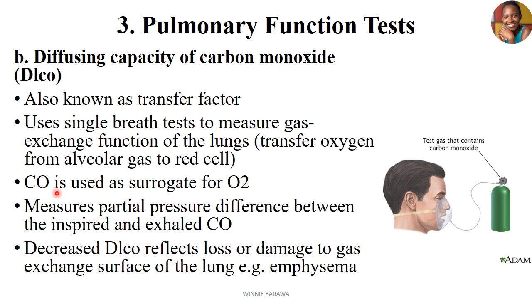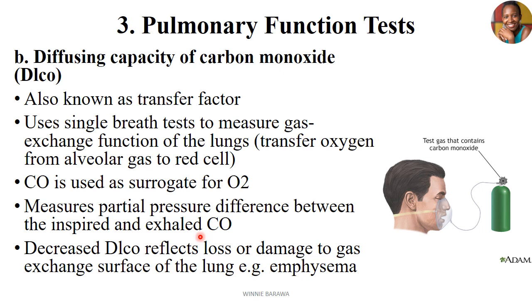And you don't use a lot of it, please note that. The gas that contains carbon monoxide is normally combined with a bit of oxygen, to help us see how the red blood cells, or rather the hemoglobin, are able to attach or exchange. We use this test to measure the partial pressure difference between the inspired and the exhaled carbon monoxide. Any changes in this test help us reflect whether there's a loss or damage to our gaseous exchange surfaces. For example, diseases such as emphysema and bronchitis show different statuses of gaseous exchange with this test.